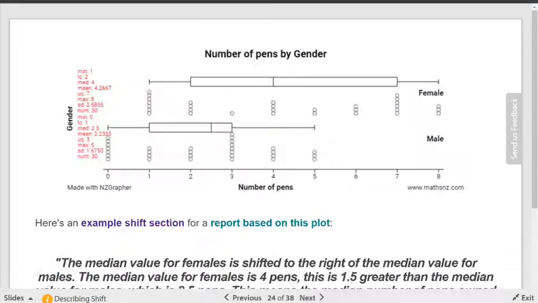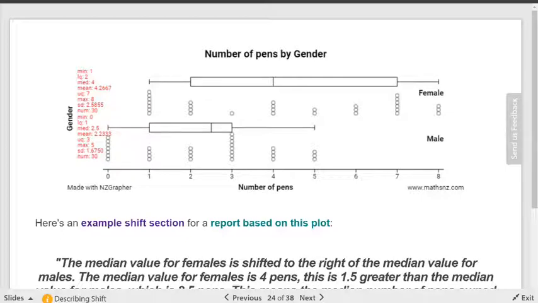Right? Okay? Now, let's look at an example about how to write shift observations. They're very straightforward. So here we go. We have the number of pens by gender. They've polled some students and asked them how many pens they carry with them every day, and separated it comparing female and male, right? Here's the number of pens along the bottom, and here's all the summary statistics. Here are our two graphs.